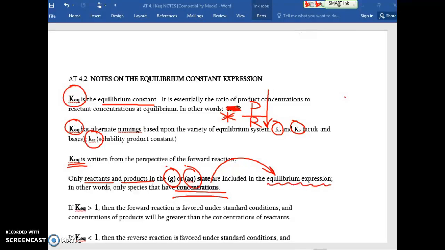In fact, when you calculate KEQ, if it's greater than 1, very simply, that means that the forward reaction is favored under those conditions. If, however, KEQ is less than 1, well, in that case, the reverse reaction is favored. Just to give you a little bit more extra information about this.